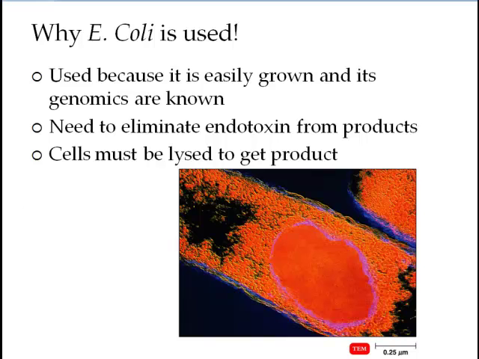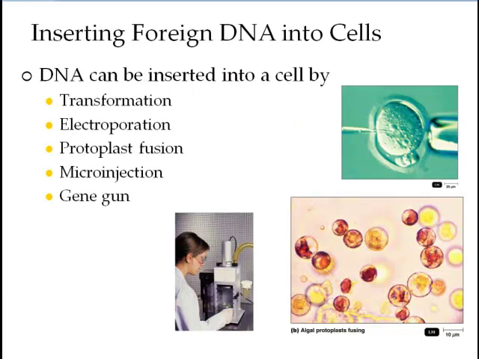A lot of biotechnology actually uses E. coli, and we use E. coli because E. coli can be grown very easily. It only takes 20 minutes for a colony to grow. So within 20 minutes, you can have a new colony of E. coli. It needs to eliminate endotoxins from the products, and the cells must be lysed to get the products for other organisms. So E. coli is one of the choices that is used in a lot of biotechnology experiments.